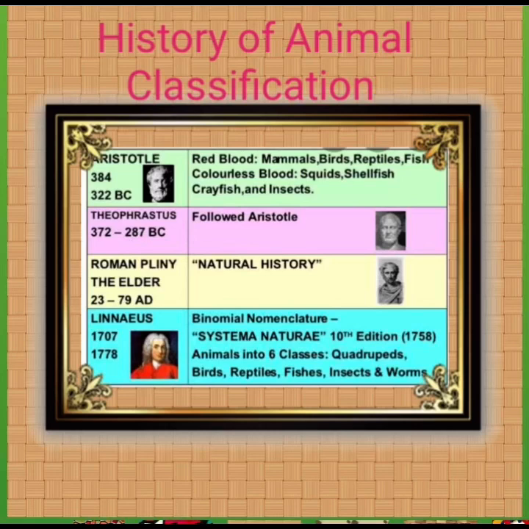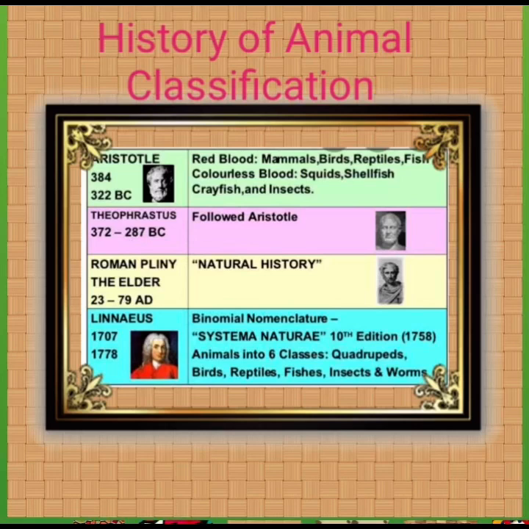History of animal classification. Aristotle proposed the artificial method of classification. He was the first to perform animal classification. He classified animals according to body size, habits, and habitats. The artificial method of classification was followed by Theophrastus, Pliny, John Ray, Linnaeus, etc.